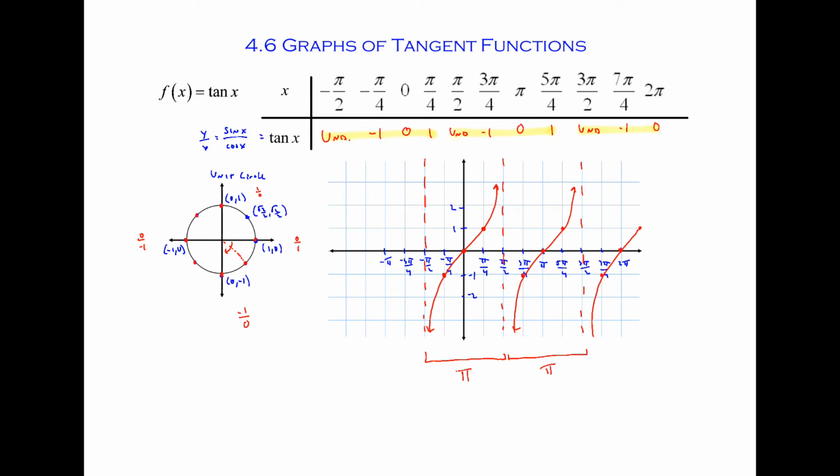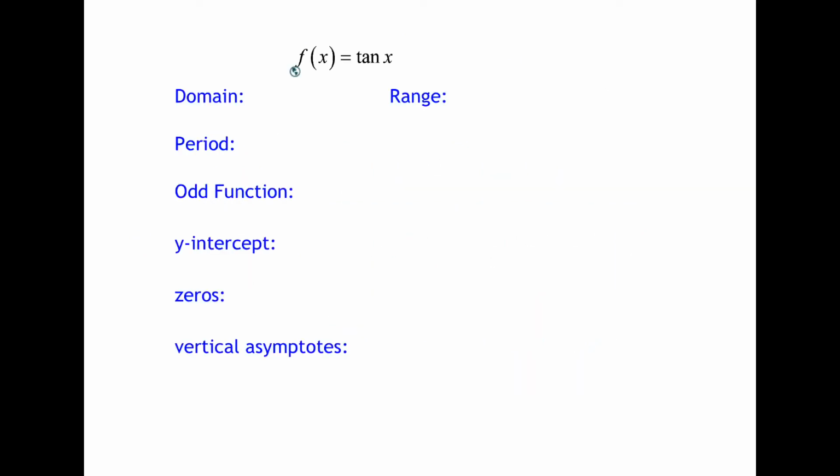So where sine and cosine and secant and cosecant had a period of 2 pi, tangent appears to only have a period of pi, which is correct. So we'll now have to adjust what we do in terms of finding the period and the interval. Pay attention to that as well.